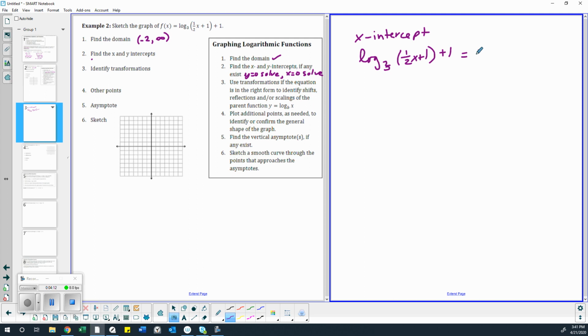We're going to set that equal to 0. We're going to move the 1 to the other side. So we have 1 half x plus 1 equals negative 1. Then we're going to change this to exponential form. So 3 to the negative 1 power equals 1 half x plus 1.